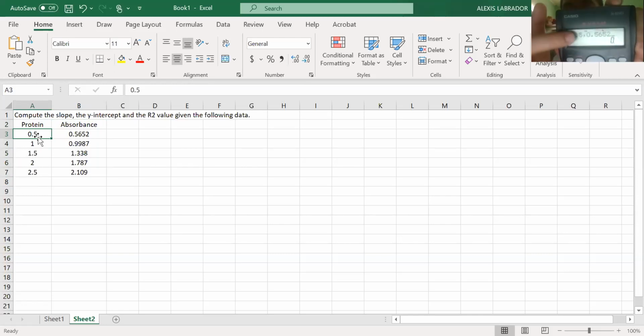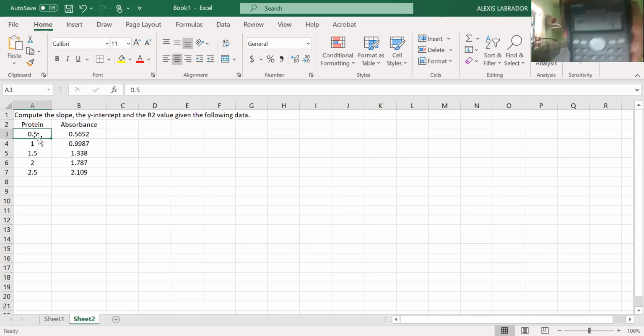So una yung value ng x, then separate mo by comma, then yung value ng y. Pagka-type mo niyan, press mo ulit yung M+, okay? Pagka-press ng M+, ibig sabihin, na-encode mo na yung unang data, okay?